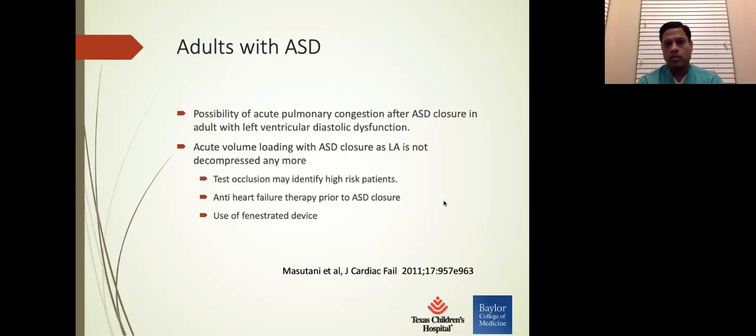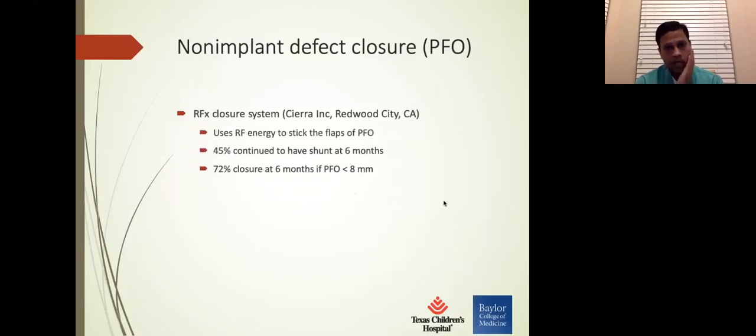Or the best option would be to treat with heart failure therapy for 3 to 6 months prior to attempting ASD closure. There are some other techniques which are available. Again, they are not widely used clinically to close the ASD without actually using the device and without surgery.